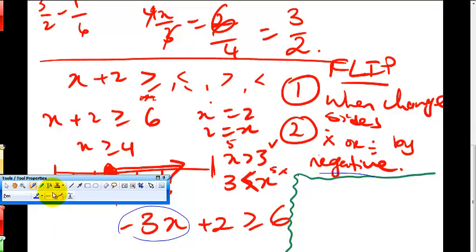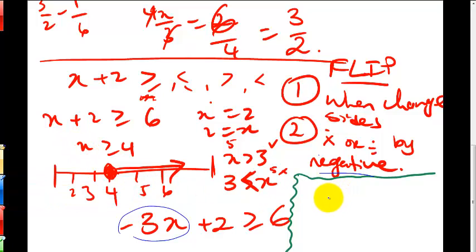So if timesing or dividing by a negative, so if somehow you've written times by -2, then that means you've got to flip the sign. Like I said, we'll do a couple of these ones.